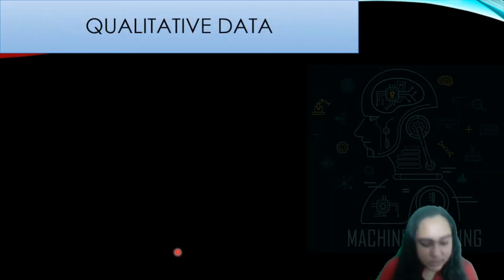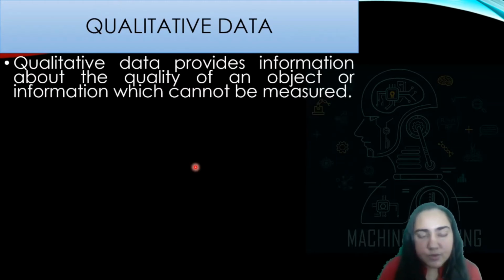Now let's take a look at different types of data that are available in machine learning. So this would help you to better understand your data set and apply all your algorithms. So first kind of data is the qualitative data, which provides information about the quality of an object or information which cannot be measured.